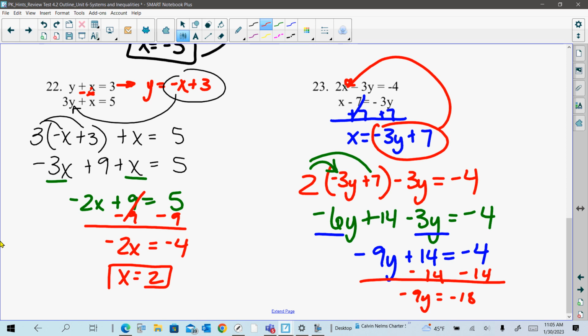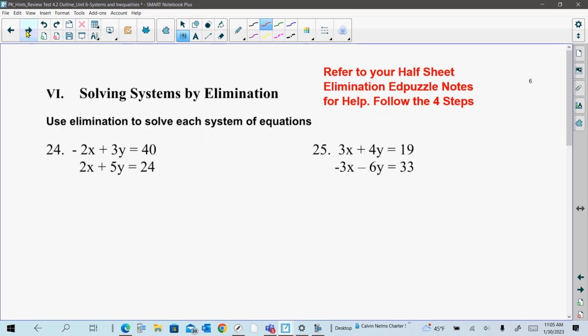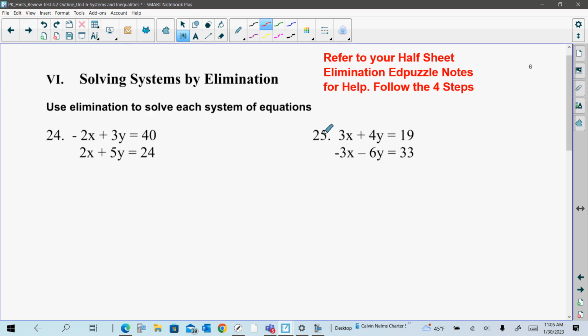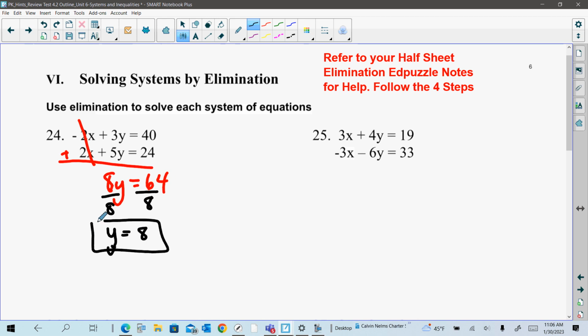All right, the last two. Let's talk about the last two concepts. Here, make sure you know how to do elimination. On 24, can we eliminate? Yes. So if you add, the x's are gone. You have 8y equals 64. Then all you have to do is divide by 8. So what does y equal? It equals 8.